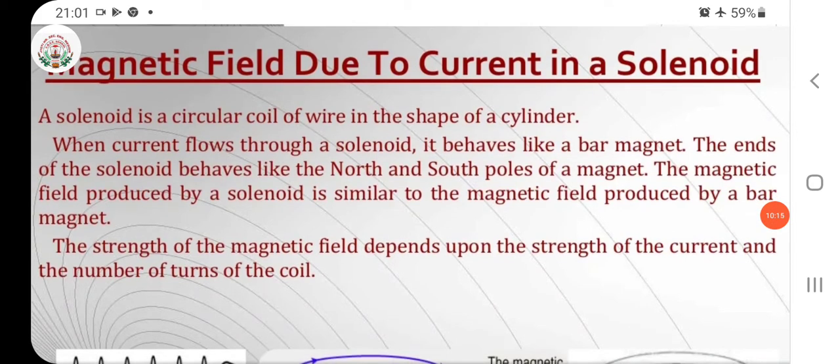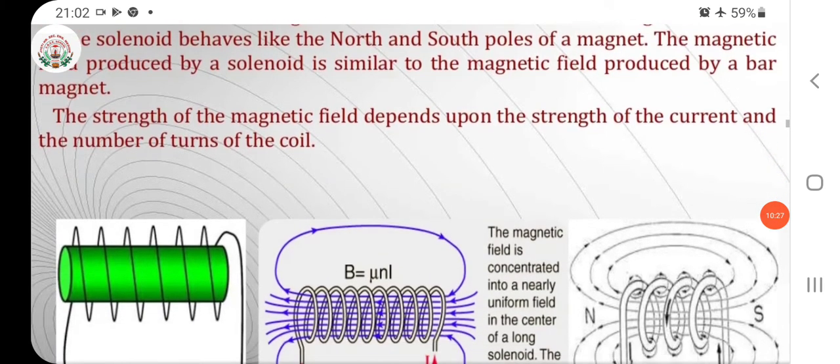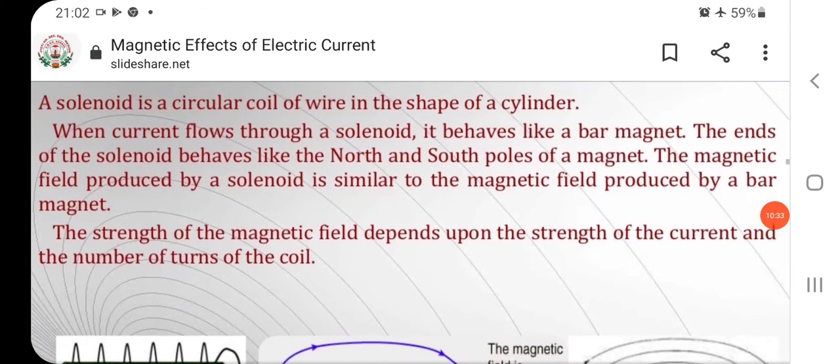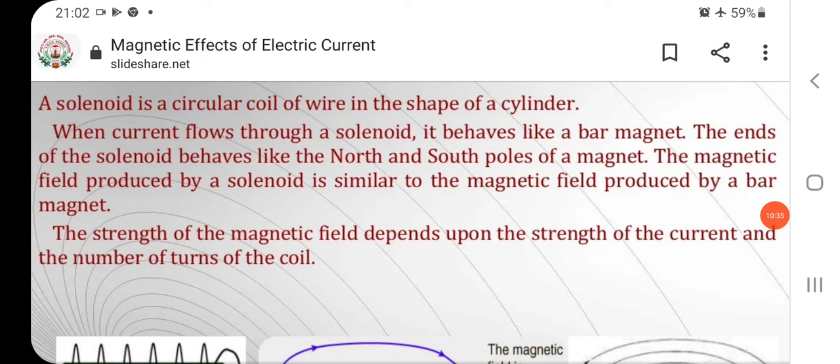The next one is magnetic field due to current in a solenoid. What is a solenoid? A solenoid is a circular coil of wire in the shape of a cylinder. You can see the diagram of a solenoid here. Okay, this is a solenoid. Solenoid means it is a circular coil of wire in the shape of a cylinder.